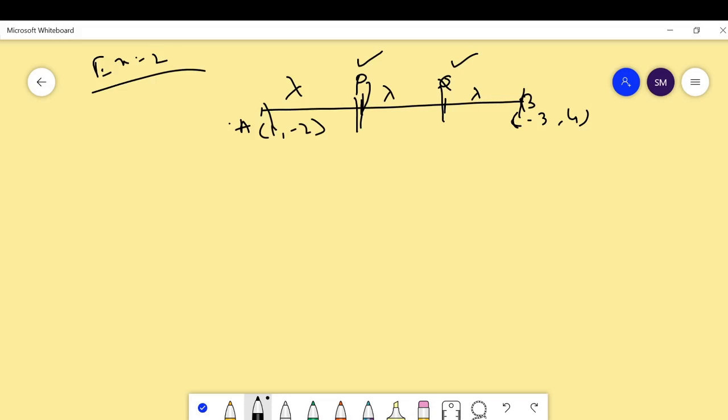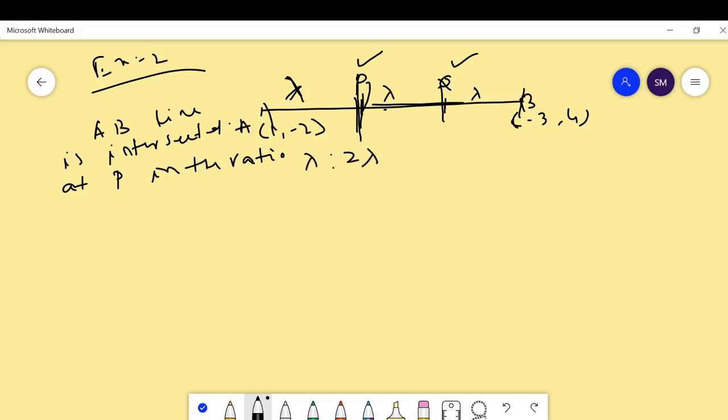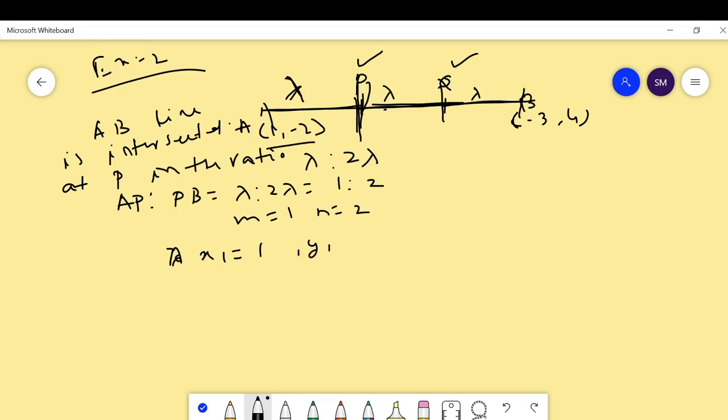Then the line AB is divided at the point P in the ratio lambda is to 2 lambda, because this is lambda and the rest is lambda plus lambda, 2 lambda. Means AP to PB is equal to lambda is to 2 lambda, which equals 1 is to 2. Here M equal to 1, N equal to 2 and the point A is (1, -2). This means X1 equal to 1 and Y1 equal to -2, and X2 is equal to -3 and Y2 equal to 4.